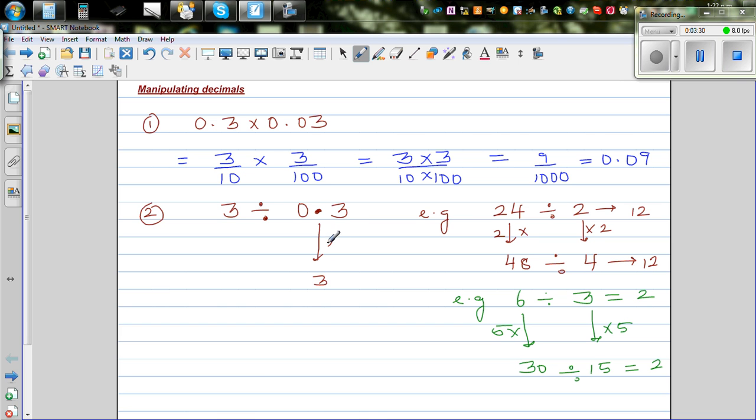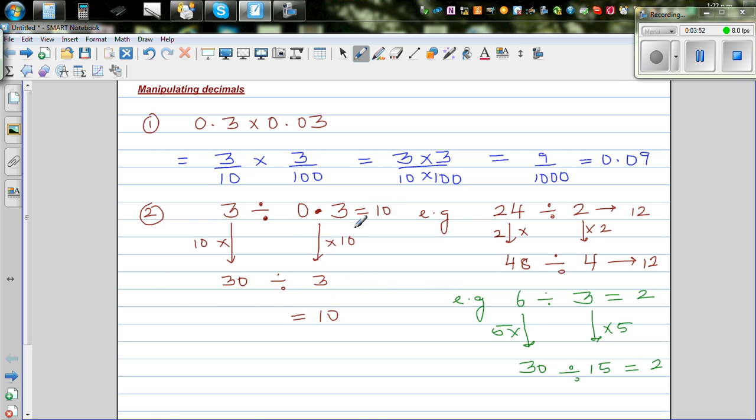So now I want to change this into 3. So what should I multiply this by? Well, 0.3 times 10 is 3. If I want to make this 10 times bigger, I have to make this also 10 times bigger. So this is the same as 30 divided by 3. And 30 divided by 3, you know the answer is 10. So here you can write the answer is 10.